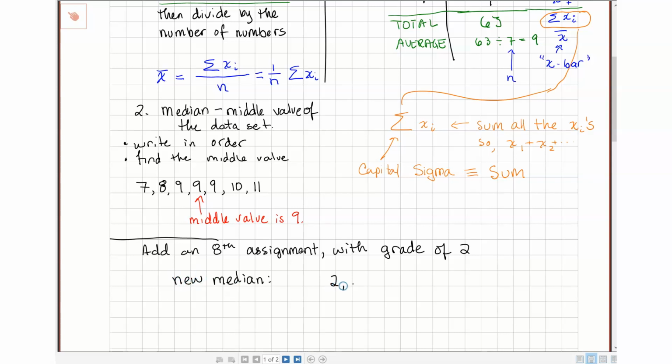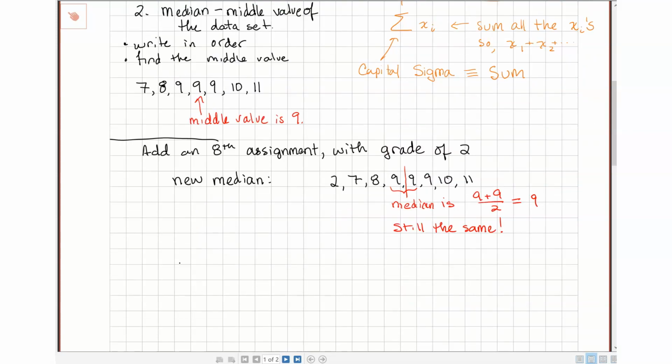Well, now our data looks like this when we sort it. To find that new median, we're going to find the two middle values, right? So this data set can be split equally in two parts. The median is going to be the average of those two values. So in this case, it'll be 9 plus 9 divided by 2, which is still 9. So the median is left unchanged by the addition of this new assignment.